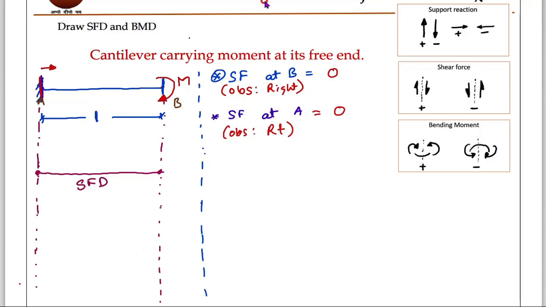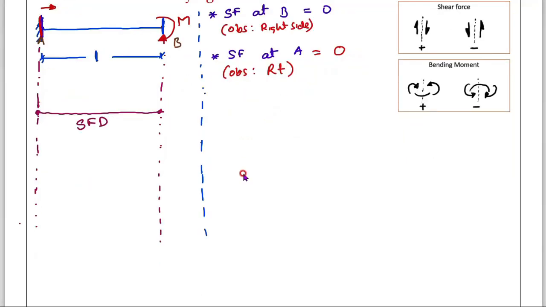Now we'll go for BMD. For BMD, the same procedure I will follow for bending moment. First point, bending moment at B. Now be careful. What is the rule for bending moment? The bending moment rule is whenever there is a moment, you have to take two sections. Now the moment is acting at this point, right? But you have to take two sections.